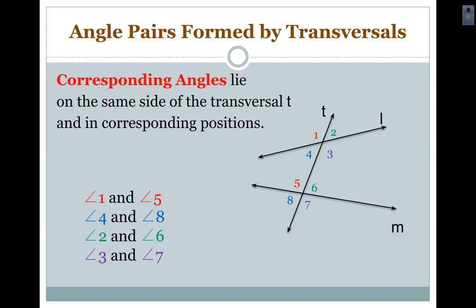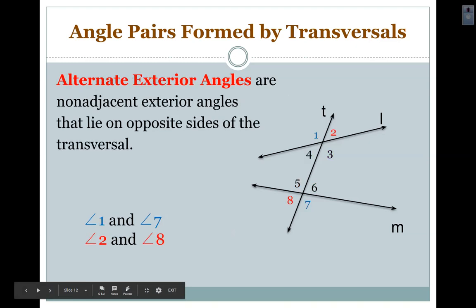So example of this is like if you look at your 4 angles here, 1, 2, 3, and 4. 1 is in the upper left-hand corner. It matches up with 5. It's also in the upper left-hand corner of these 4 angles. So therefore we say these are corresponding angles. Same side of the transversal, in corresponding position. 2 is in the upper right, 6 is in the upper right. They're corresponding angles. 3 and 7, lower right, corresponding. And then 4 and 8 are both in the lower left of their 4 angles. So those are corresponding. They match up together. So corresponding angles are on the same side of the transversal, and they're in corresponding position.